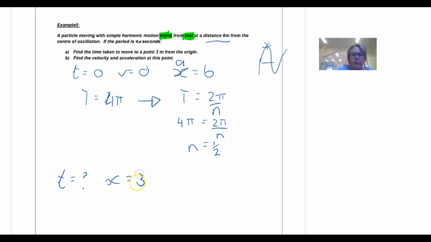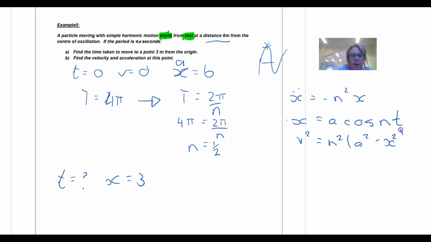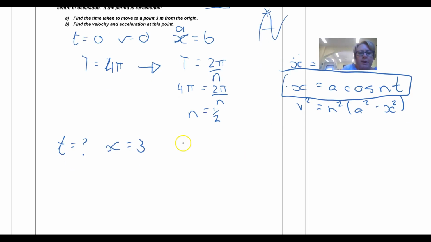Now, I failed to write down my 3 formulas, and in a test, if you get simple harmonic motion, you want to write down your 3 formulas. v squared equals n squared (a squared minus x squared). I want to find t. Oh, I've got this formula with t, so let's sub it in, and it's as simple as subbing it in.